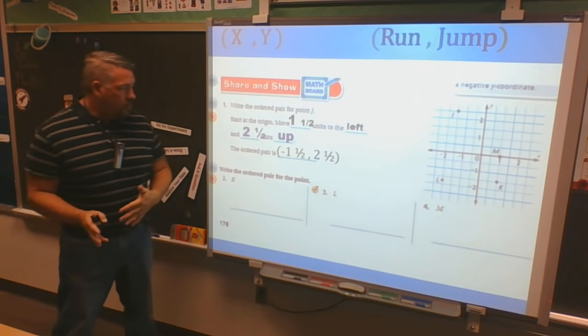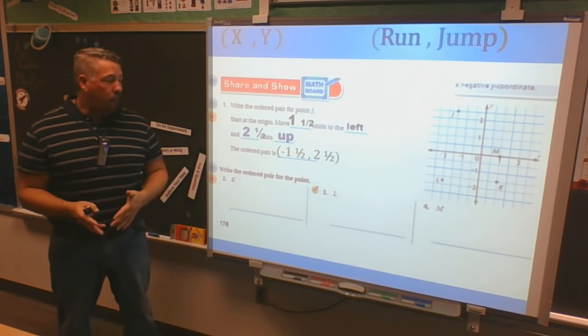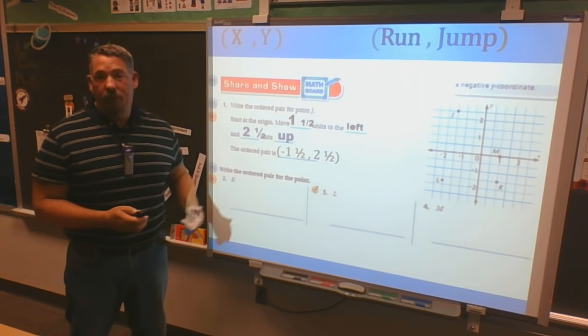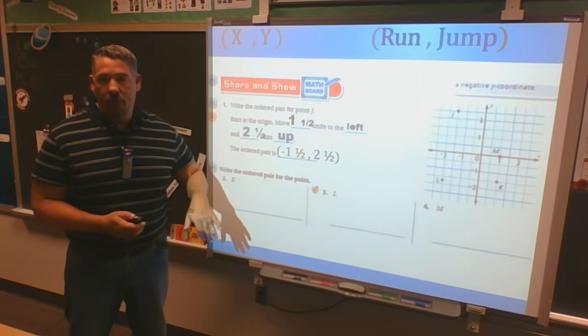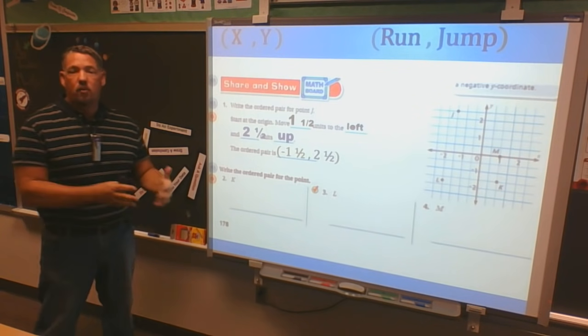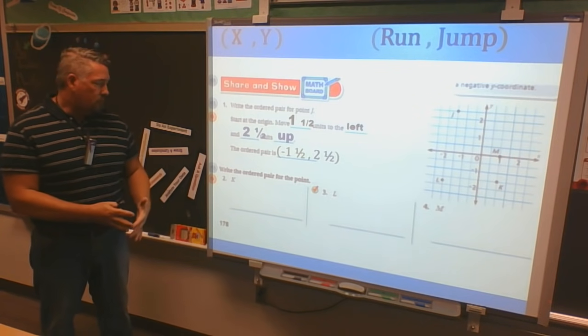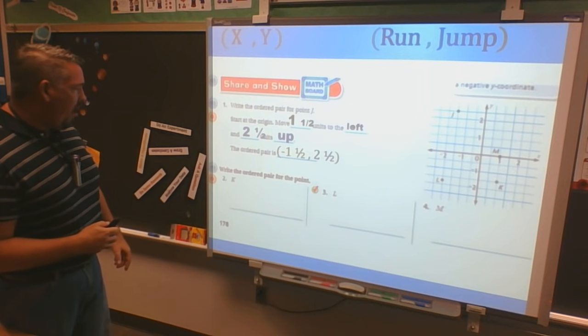Now, could you do decimal points? Absolutely. If you prefer to have -1.5, comma, positive 2.5, that is quite acceptable as well, as long as they don't say you have to use fractions or you have to use decimals. All right, so write the ordered pair for point K.